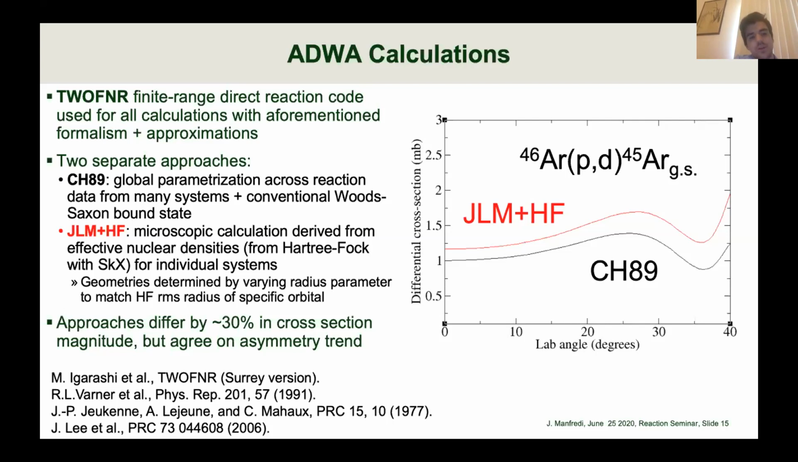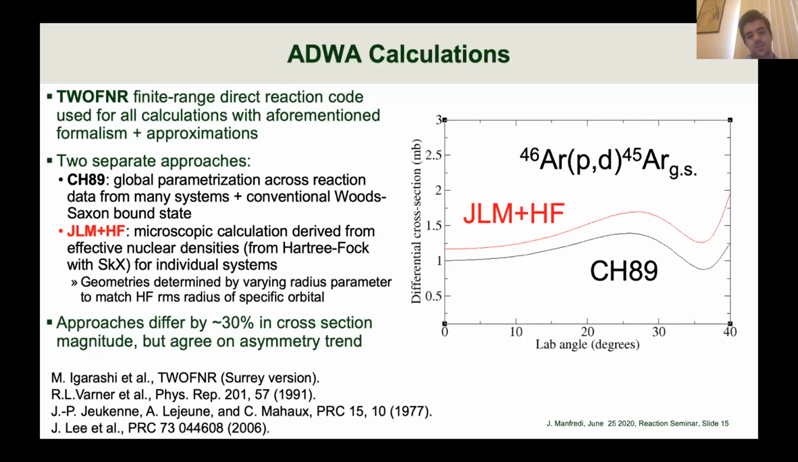So this is a microscopic approach. We're calculating for a specific system, rather than interpolating or extrapolating from a fit, as in the previous case, what the potential should be in this specific case. So we used Hartree-Fock calculations with SkX Skyrme parameterizations for these individual systems. And the geometries were determined by basically varying the radius parameter of the geometry to match the root mean square radius from the Hartree-Fock calculation of the specific orbital that we're interested in. And this process is described in much more detail in the work by Jenny Lee, Jeff Tostevin, and collaborators from 2006.